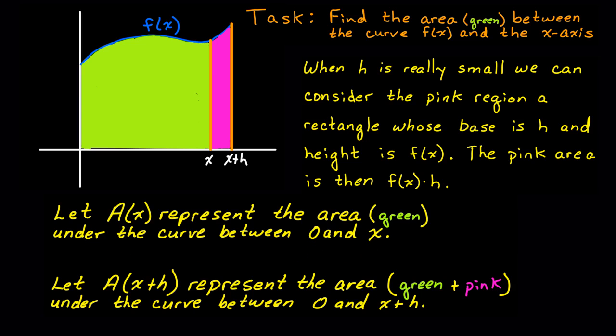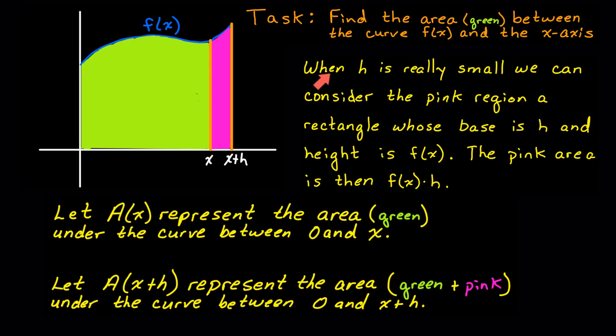0 and x. And we're going to let A of x plus h be the area from 0 to x plus h, which is from here to here. That is our green area and the pink area combined. All right, so h is the distance from x to x plus h. H is this distance right here. So A of x plus h is going to represent that area.